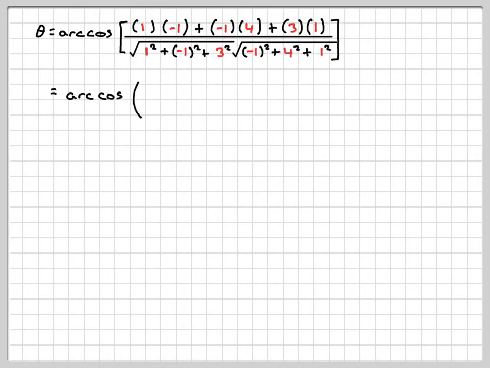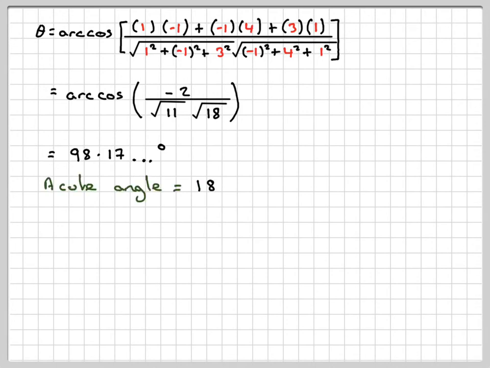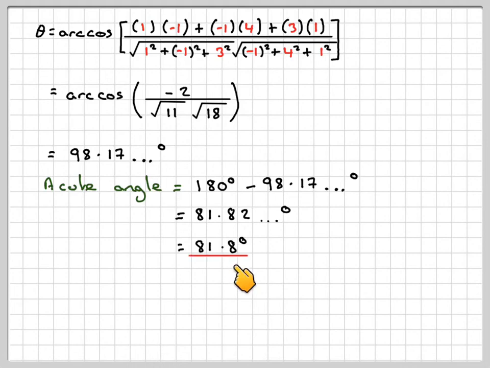it's going to be arccos, so we've got minus 1, minus 4 plus 3, which makes minus 2. And then we've got 1 squared plus 1 squared plus 3 squared, so that's going to be the square root of 11. And then we've got minus 1 squared plus 4 squared plus 1 squared, it's the square root of 18. And then if we take a calculator out, that will give 98.17. That's not acute, so therefore we need to find the acute angle, like I said, which is 180 minus 98.17. That gives you 81.82 degrees, which is 81.8 degrees.